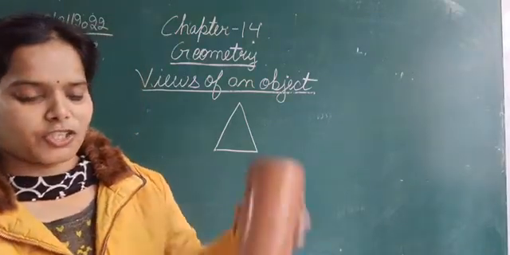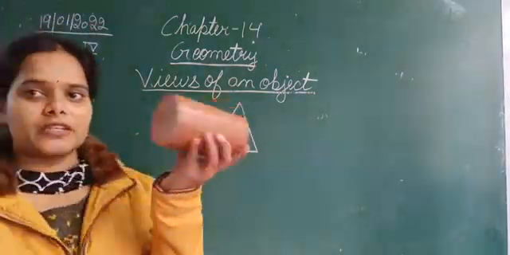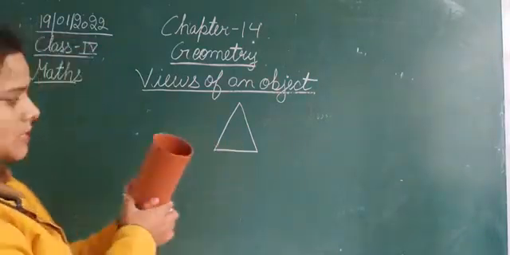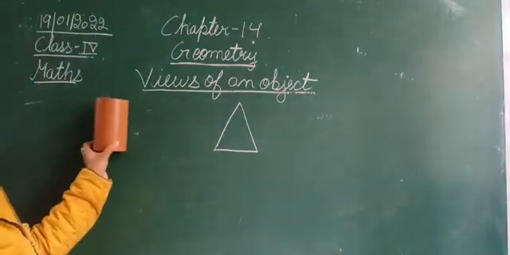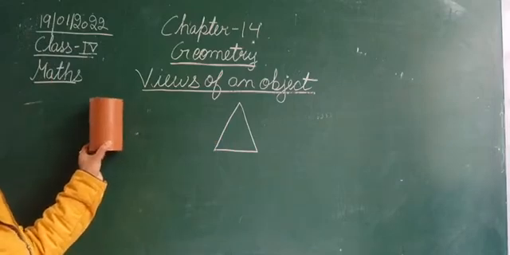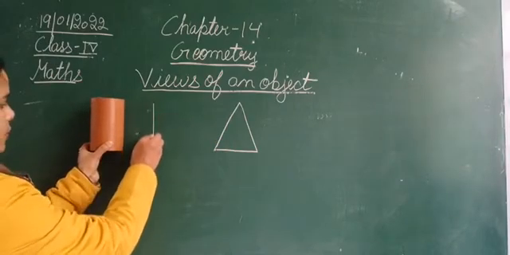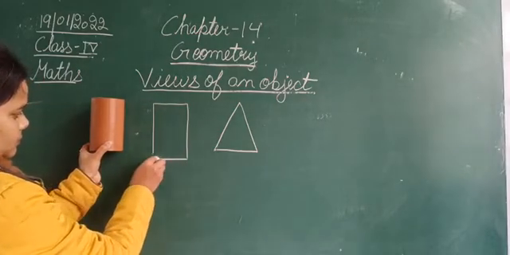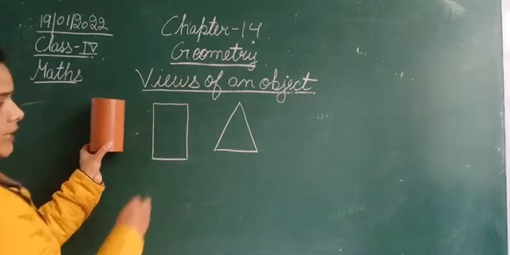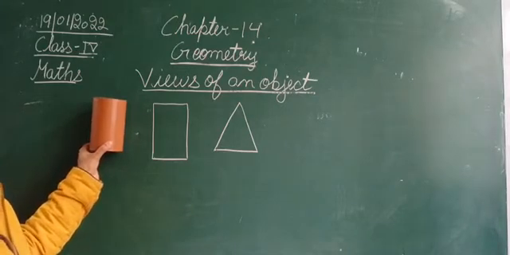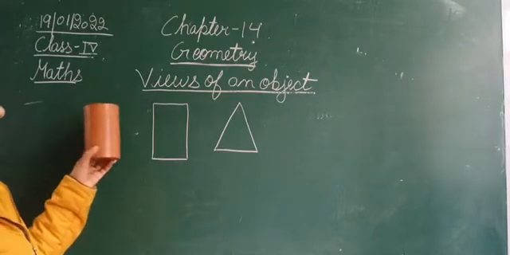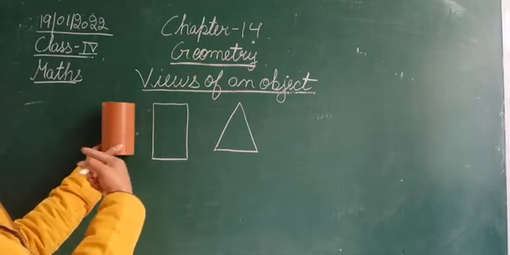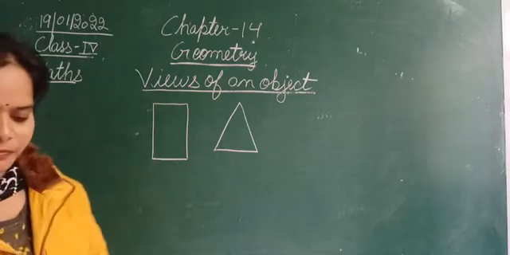Similarly, now let's take another shape. So this is a cylindrical shape. But if we see this cylinder from the front view, how does it look? It will look like this. It is looking like a rectangle. It's a cylinder, but ये कैसे दिख रहा है अगर हम इसको सामने से देख रहे हैं. So if you look at it from the front, it is looking like a rectangle.